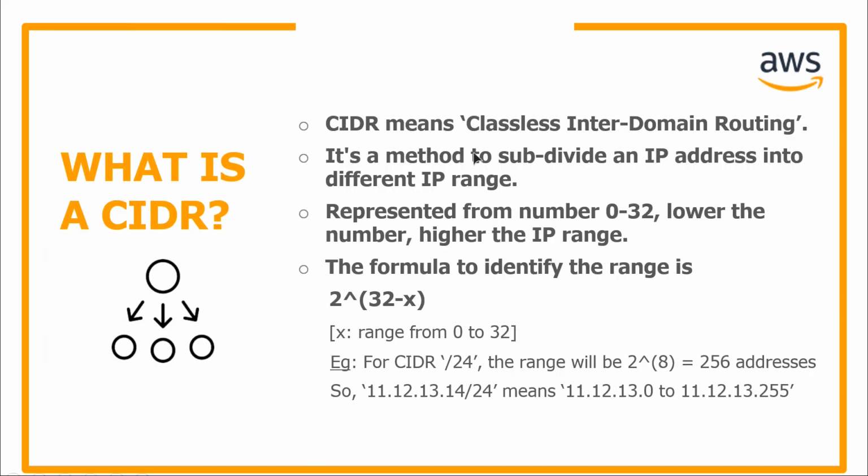So here I have given the explanation. CIDR means classless inter-domain routing, where a single IP range can be subdivided into IP ranges. It is represented by a number from 0 to 32. Lower the number, higher will be the IP range. Actually, it will not be from 0 to 32, it will be from 16 to 32. Let me correct it in the notes, and I'll send you the notes. So the lower the number, the higher the IP range. If it is 16, the IP range will be more. If it is 32, the IP range will be less.